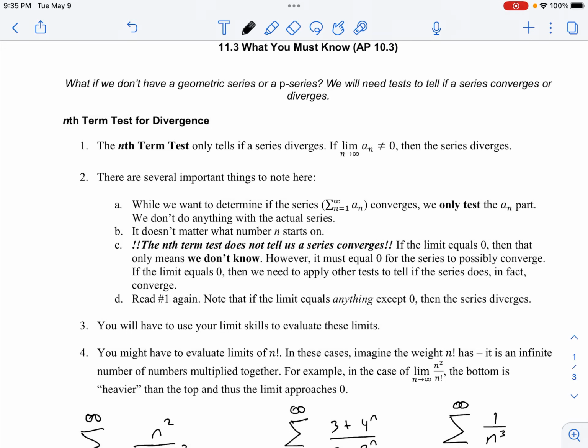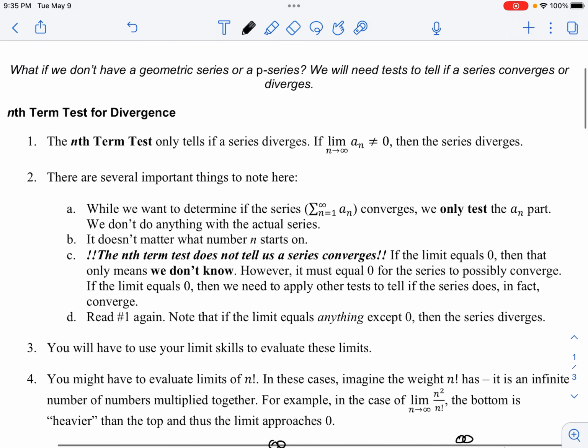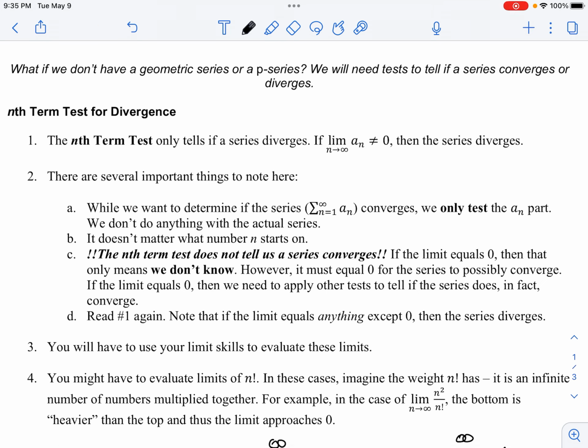Okay, so now we move on to our next topic. This is AP Topic 10.3, called the nth term test. So the question is, what if we don't have a geometric series or p-series? So what do we do then?